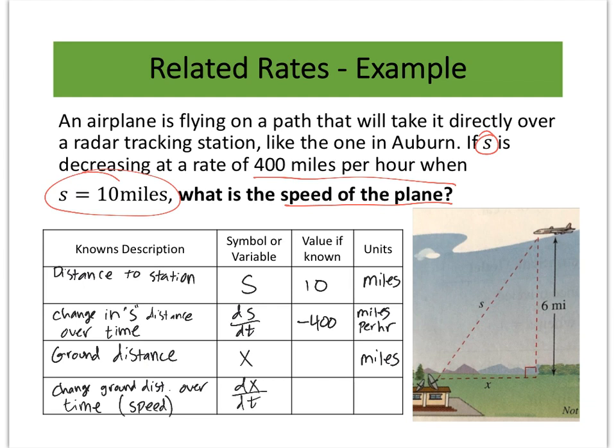It's the change in the ground distance over time. This is the thing that we don't know that we're looking for, and the rate is going to be miles per hour, because that kind of makes sense within the context of this problem. So we've got an unknown that I need to know, probably the ground distance or some information.